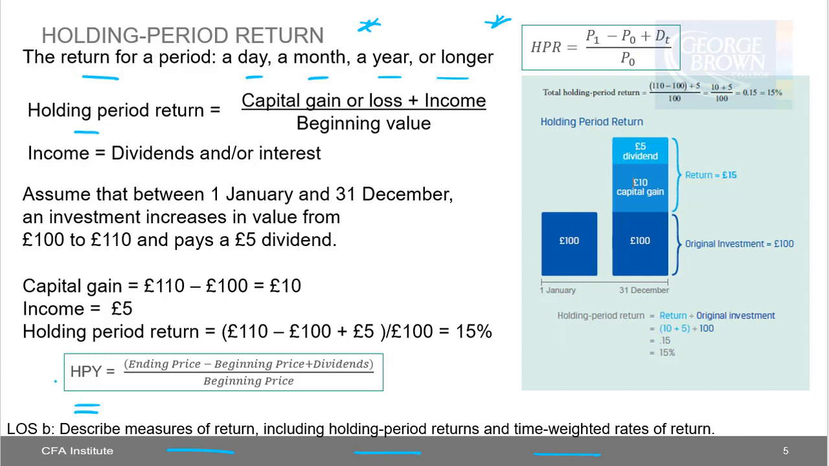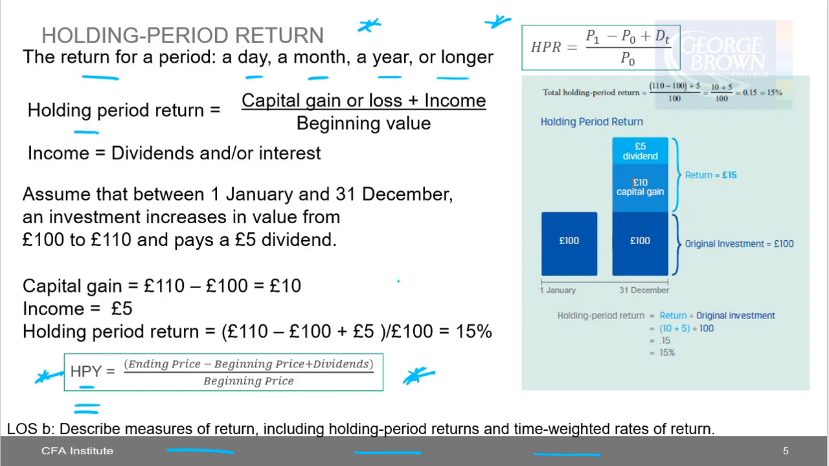So you can see I've also put it down here, HPY, sometimes you see HPR or holding period return, it doesn't matter, different nomenclatures, but simply it's the ending price minus beginning price plus the dividends divided by the beginning price. And as you can see, the ending price minus the beginning price, that's your capital gain or loss. Okay, so the holding period return, I like to often refer to it when I'm speaking quickly, as ending minus beginning plus dividends divided by beginning. Okay, that's the easy way.